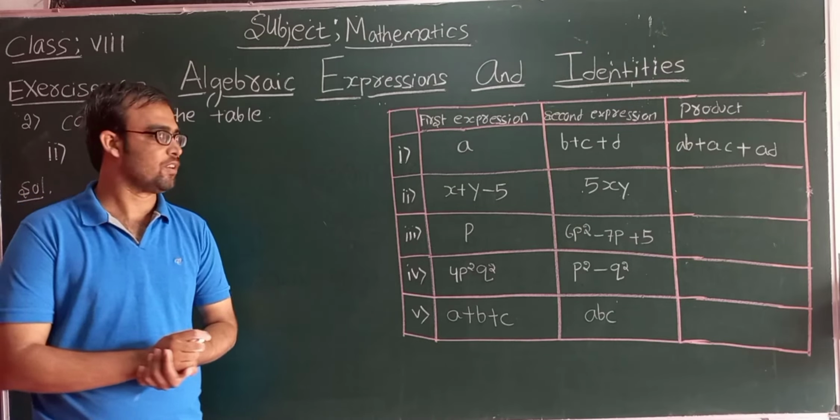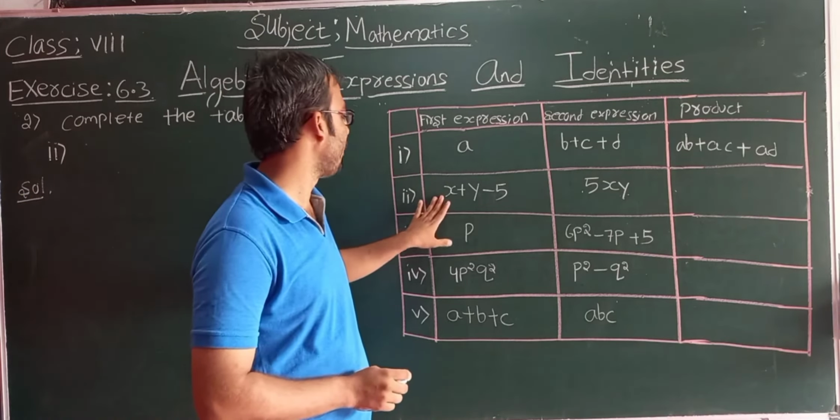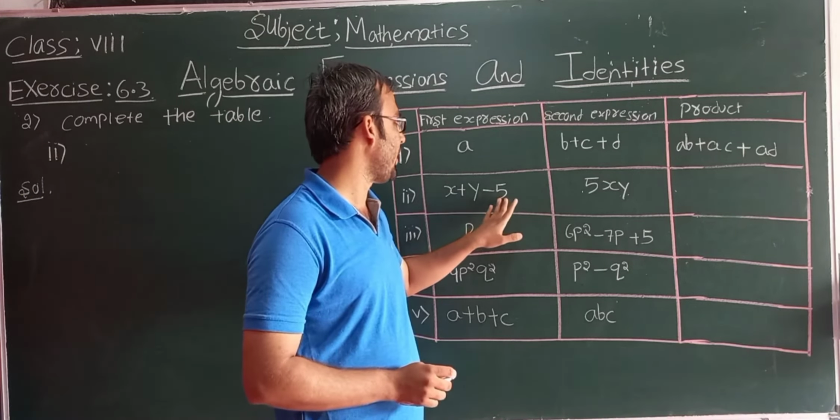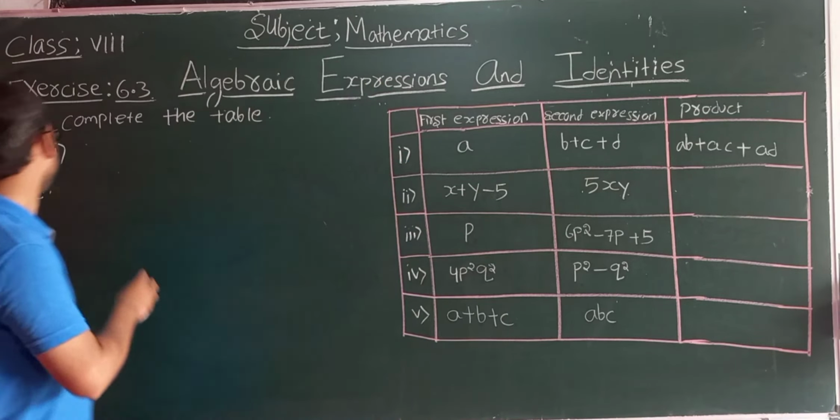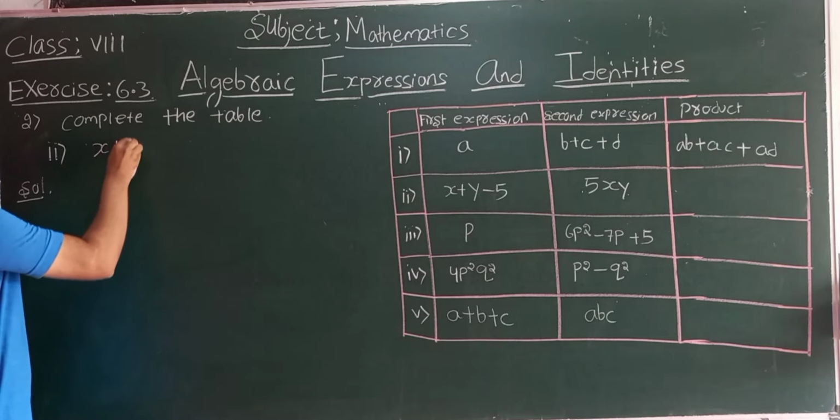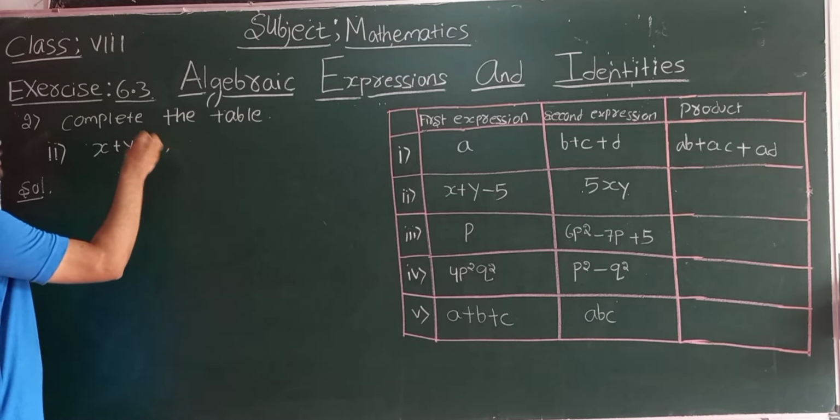Students, now let's solve the second one. Okay, what is given? The first expression is x plus y minus 5. This is a trinomial. Okay, and xy. Okay, so right here x plus y minus 5, and what is next?